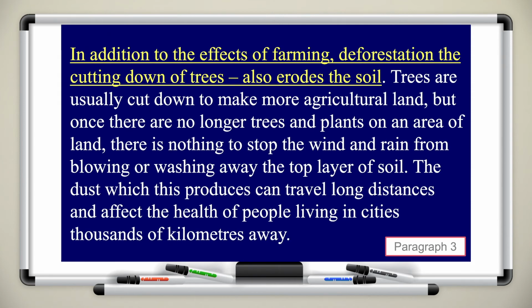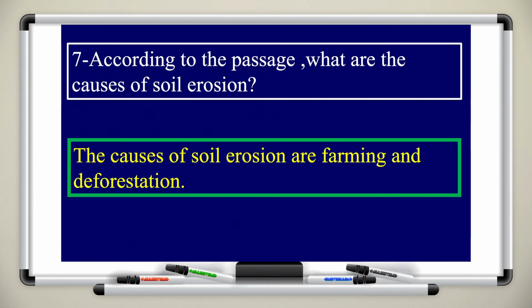What causes soil erosion? Here you can see that we have a sentence that says "also erodes the soil." So we read the whole sentence to find out the answer. "In addition to the effects of farming, deforestation, the cutting down of trees, also erodes the soil." So the causes of soil erosion are farming and deforestation, both of them mentioned in the same sentence.